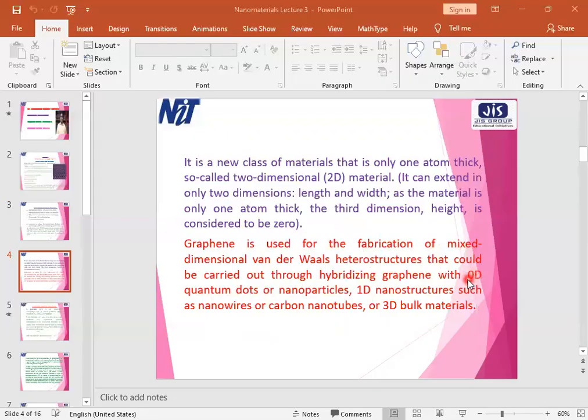So if we hybridize graphene with 0-dimensional quantum dots or nanoparticles, it still has 2 dimensions, and if we use 1-dimensional nanostructures, then it will become a 3-dimensional bulk material. Because what is the concept? The concept is that any 3-dimensional object can also be treated as made of very small nanomaterials, if the array of nanomaterials in all three directions x, y, z is making the bulk body.